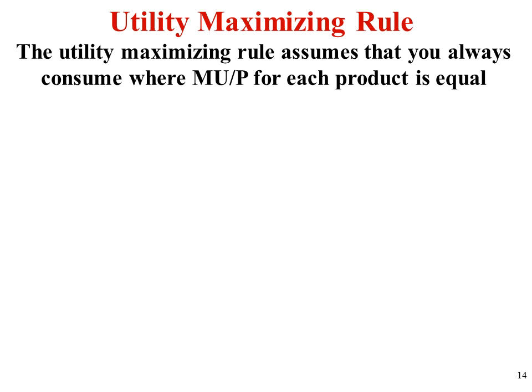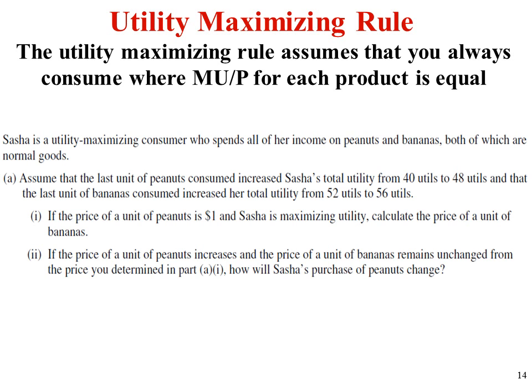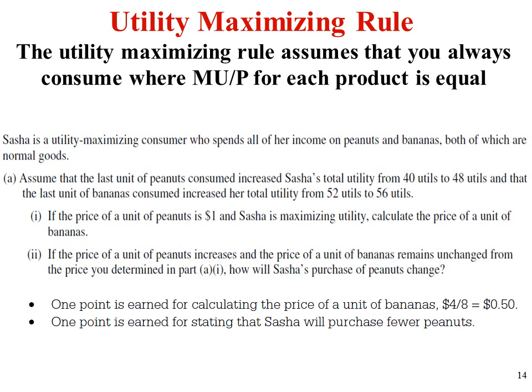One more example coming up here. Again, remember, the utility maximizing rule assumes that you're always going to consume where MU over P is equal. So here's the example for Sasha. What's the answer for 1? What's the answer for 2? Go ahead and figure it out. Press pause. Okay, now that you're done pausing it, you should figure out that the unit of bananas is 50 cents and Sasha will purchase fewer peanuts.